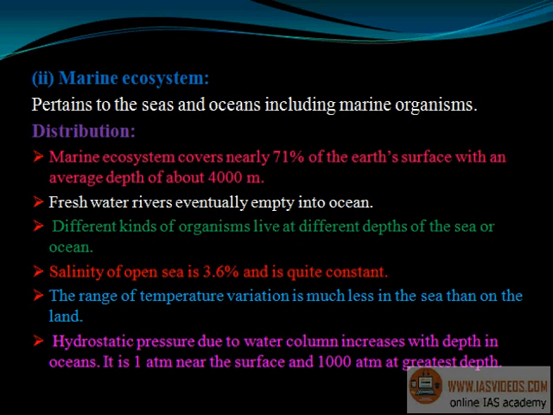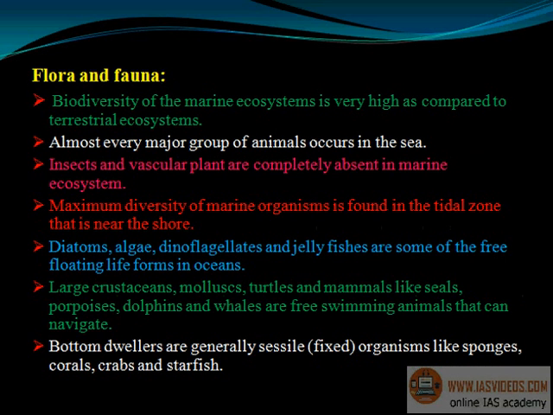The range of temperature variation is much less in the sea than on the land. Hydrostatic pressure due to water column increases with depth in oceans. It is 1 atmosphere near the surface and 1000 atmospheres at greatest depth. Flora and fauna. Biodiversity of the marine ecosystems is very high as compared to terrestrial ecosystems.